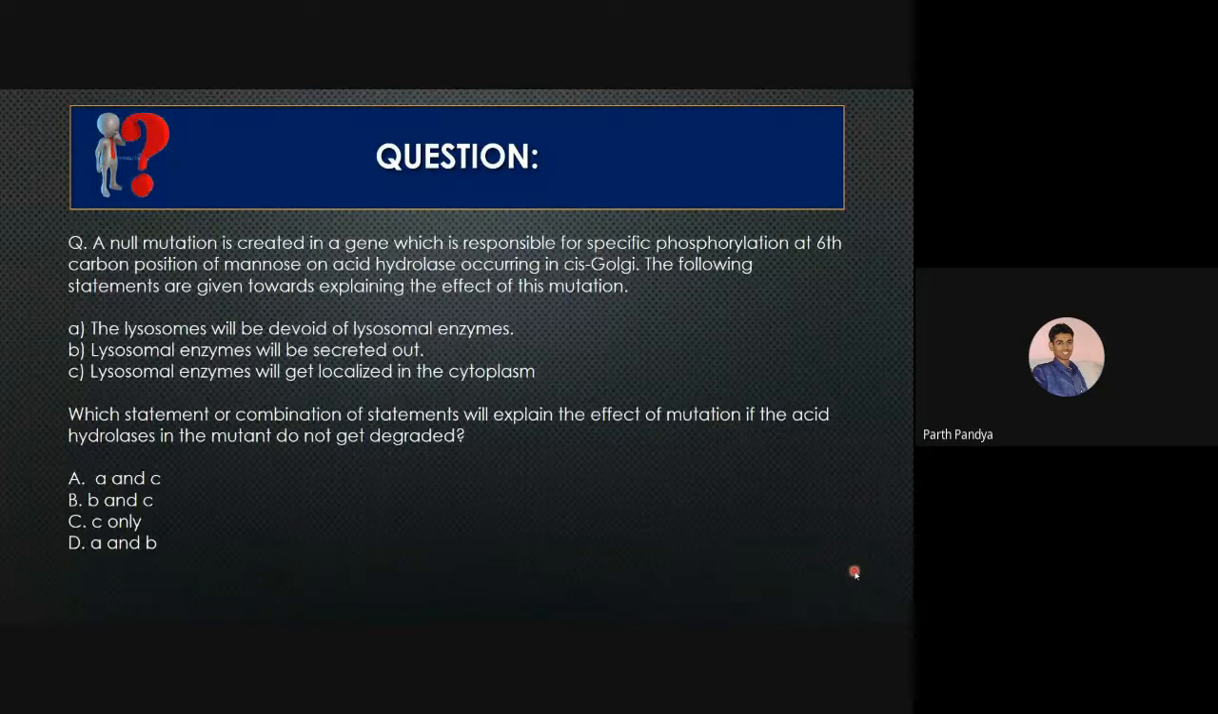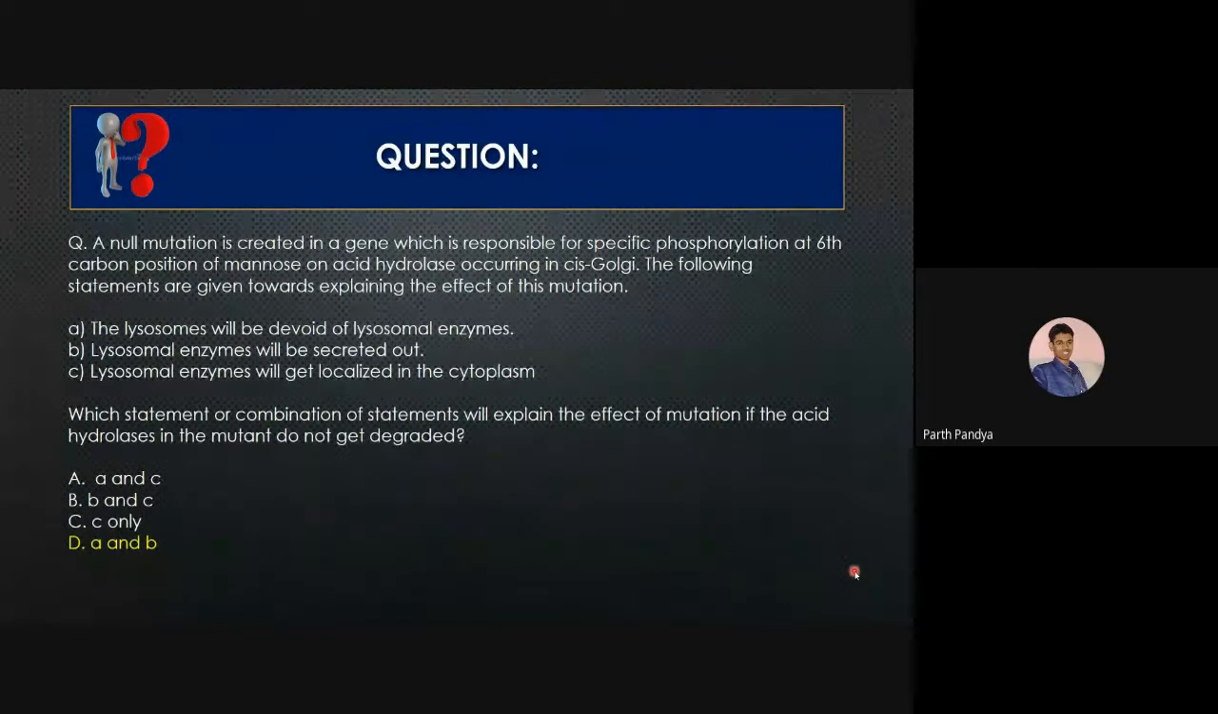Any hint? Any wild guess? A and C, the option A. Option A. Why? Sir, because of the null mutation, the protein will not transfer to the lysosomes. So the lysosome will be devoid of the lysosomal enzymes, and those enzymes will be localized in the cytoplasm.